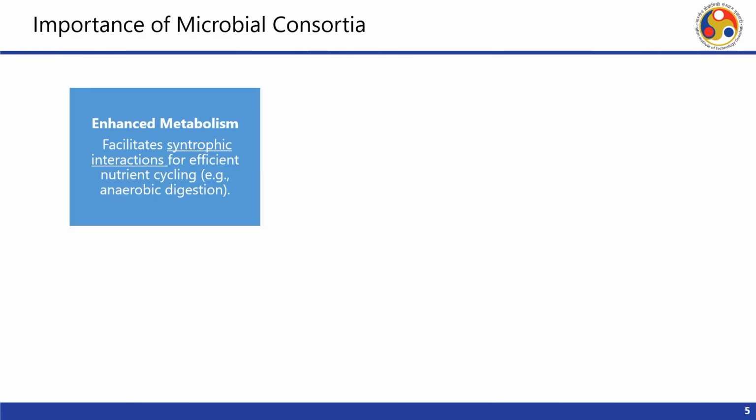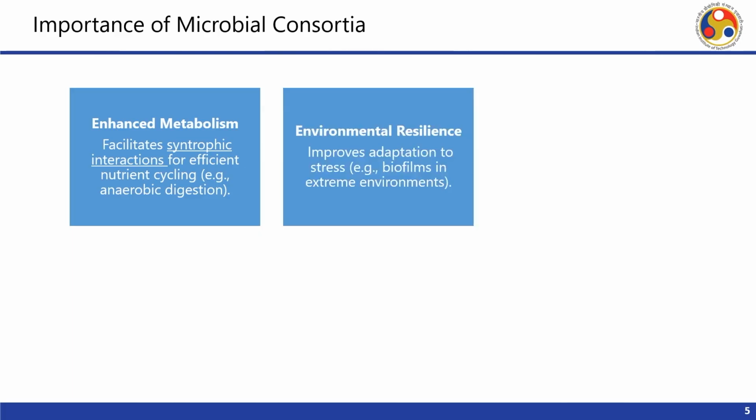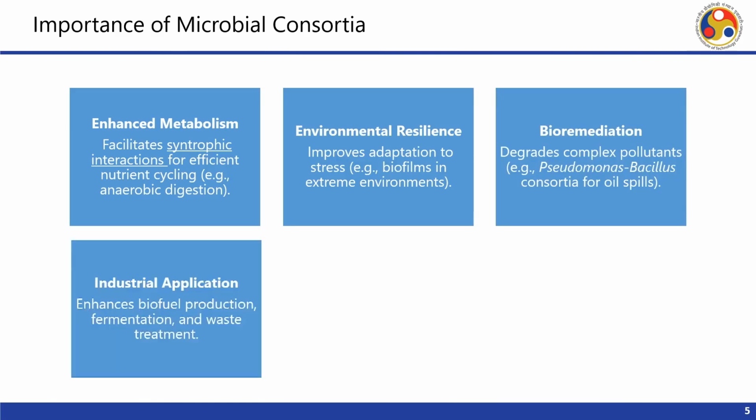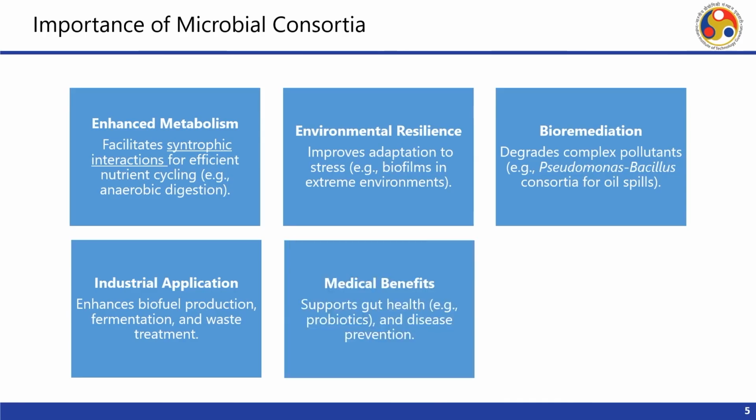Now, what is the importance of microbial consortia? They provide enhanced metabolism. Such consortia facilitates syntrophic interactions for efficient nutrient cycling, example anaerobic digestion. They provide environmental resilience, improves adaptation to stress, example biofilms in the extreme environments. They can be used for bioremediation, degrades complex pollutants, example Pseudomonas bacillus consortia for the oil spills. And these consortia have industrial applications whereby they enhance biofuel production, fermentation, and waste treatment.